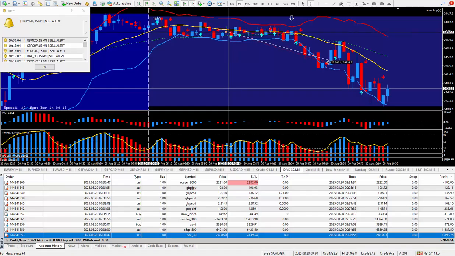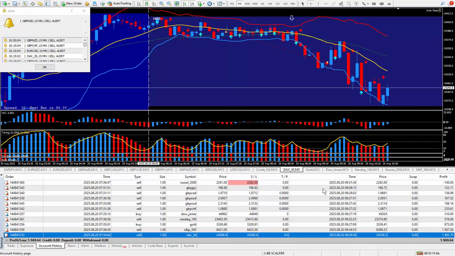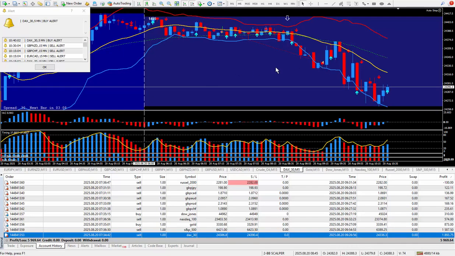So let's see now. 505, that's 502, and 506. That's as close as I'm going to be able to get, but it's 505, and those ticks, as you can see, paid out $1,893.